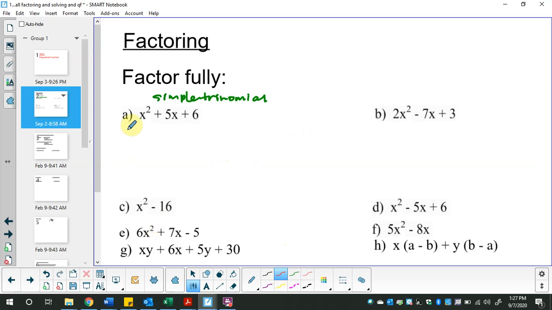So with this particular question, we need to start with x and x, because if you were to FOIL this out, you would have x times x is x squared. Then you are to find 2 numbers that have a product, so multiply, to be the positive 6, and at the same time either add or subtract to be the positive 5. So the only 2 numbers that work for that are positive 3 and positive 2.